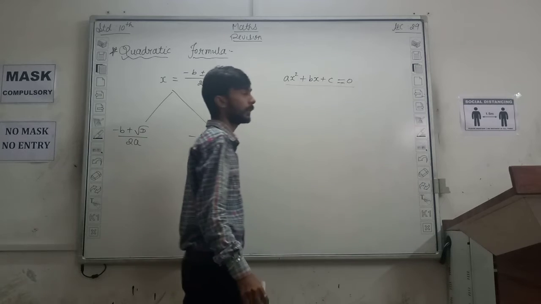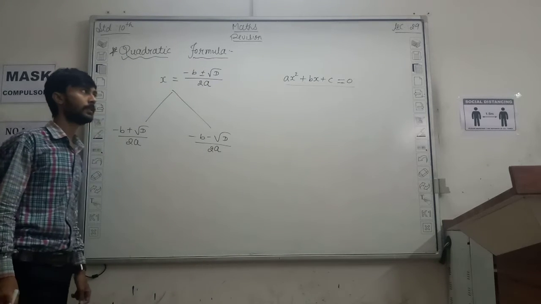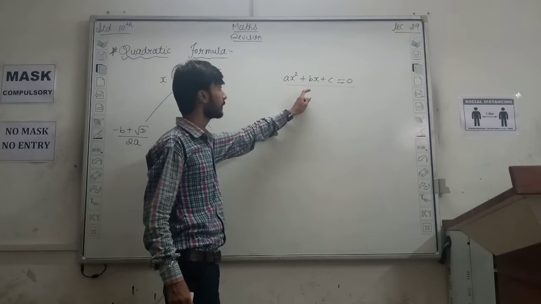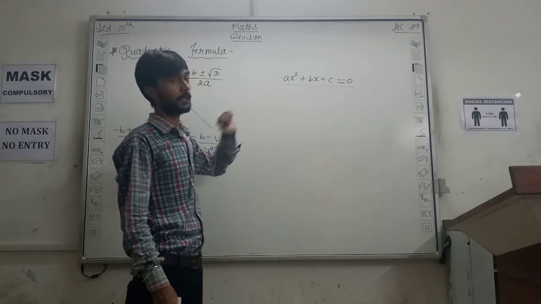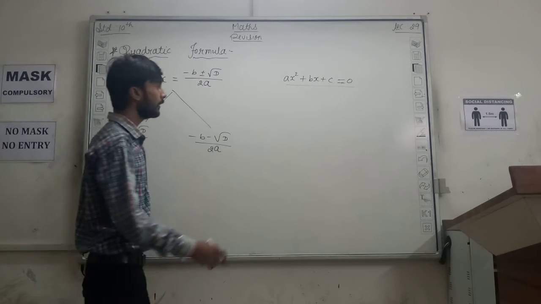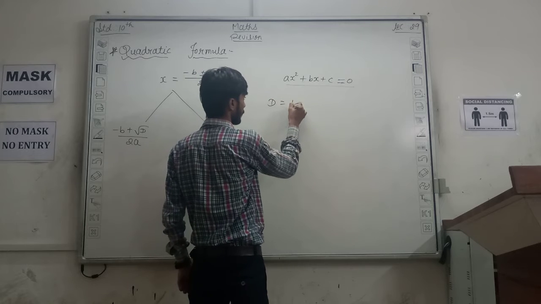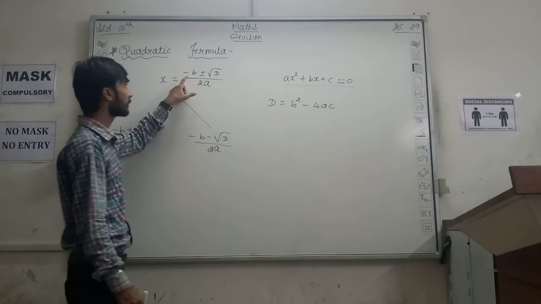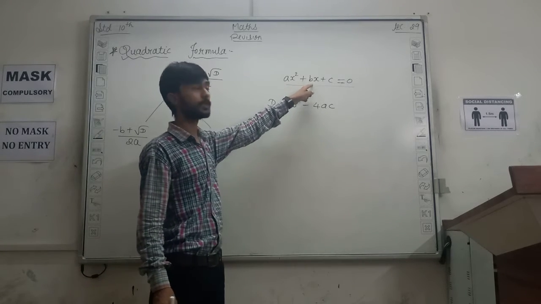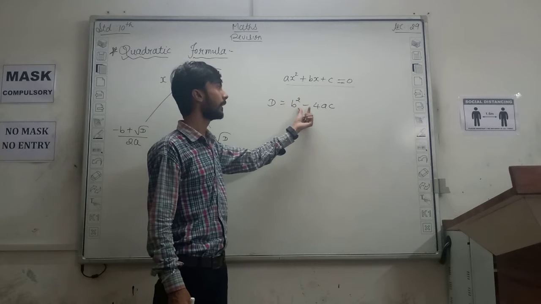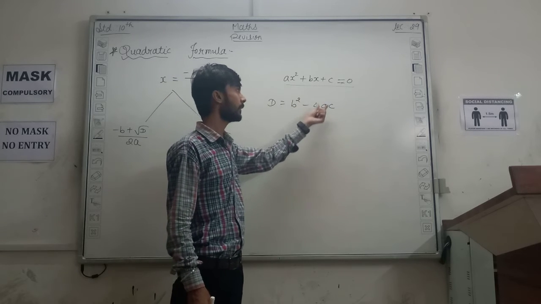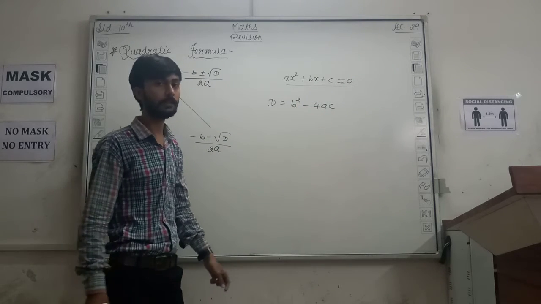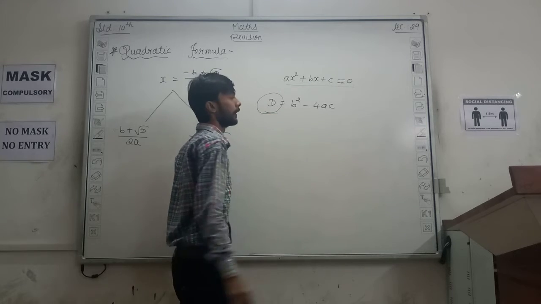So this is a quadratic equation, and a, b and c are integers, right? Here b is the coefficient of x, and a is the coefficient of x square. But what is d? d is b square minus 4ac, right? B square means the square of the coefficient of x, minus 4, a the coefficient of x square, c the constant, right? So if we substitute the values of a, b and c here, we get the value of d.